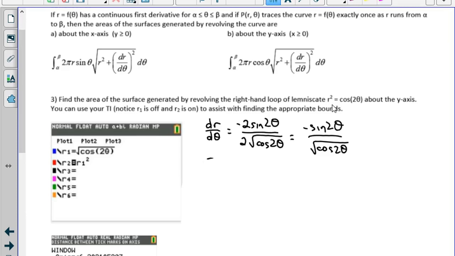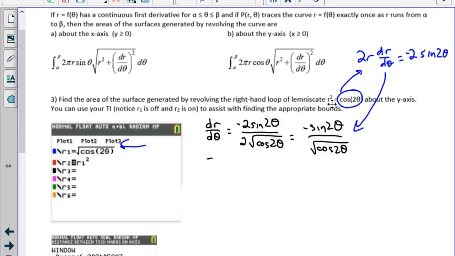So I could have done 2r dr d theta equals negative 2 sine of 2 theta. And then I could have divided by 2r, and then I could have replaced r with this, and I could still end up with the exact same answer. So you could have calculated it from here, or you could have calculated it from r squared. Either one is fine.